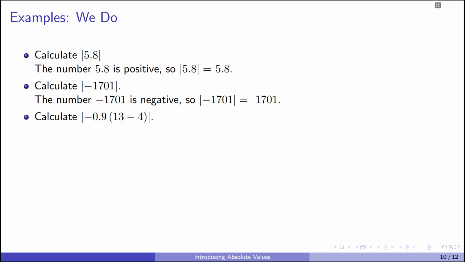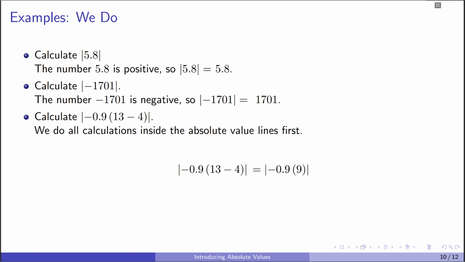Let's calculate the absolute value of negative 0.9 times 13 minus 4. Well, we always do the calculations inside following order of operations, so we start with the brackets. 13 minus 4 is 9. Negative 0.9 times 9 is negative 8.1. The absolute value of that is positive 8.1.